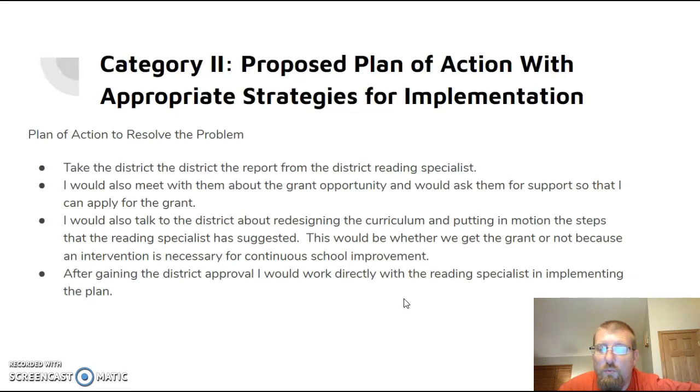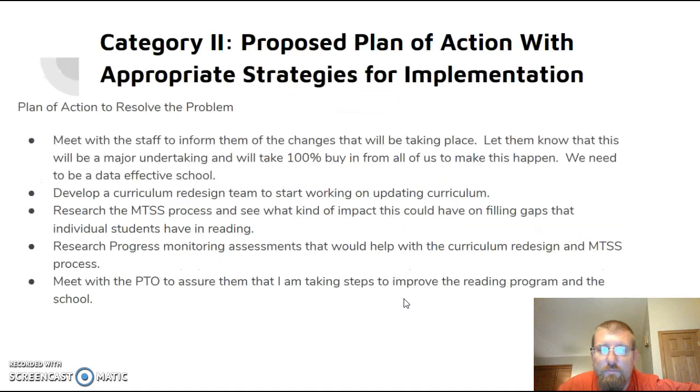After gaining the district approval, I will work directly with the reading specialist in implementing the plan. Need to meet with my staff, inform them of the changes that will be taking place, let them know that it'll be a major undertaking. Need 100% buy-in from all of them to make this happen. And we need to be a data effective school.